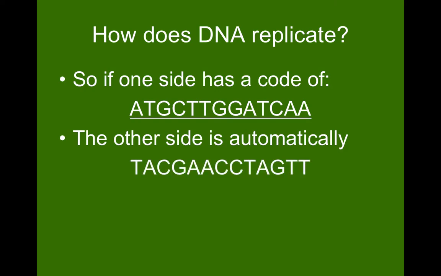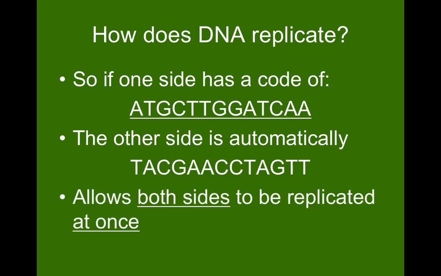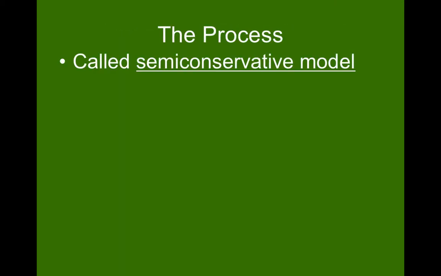So because of this, we automatically know what the other side is going to be. And since I have two sides of the DNA that I am pulling apart, I can actually copy both sides at the same time. I pull apart the strands, I match up on one side to create a new strand, I match on the other side to create a new strand. This is why we call replication a semi-conservative model.